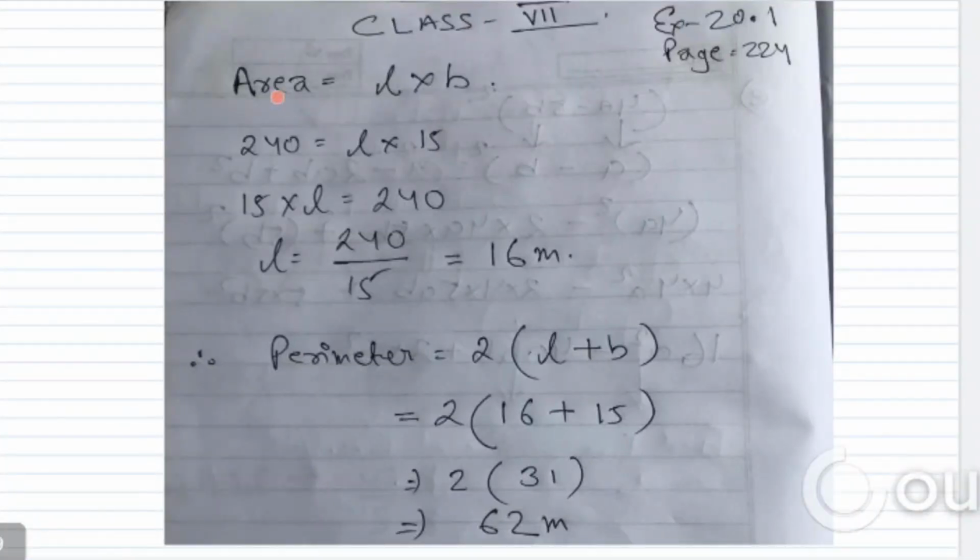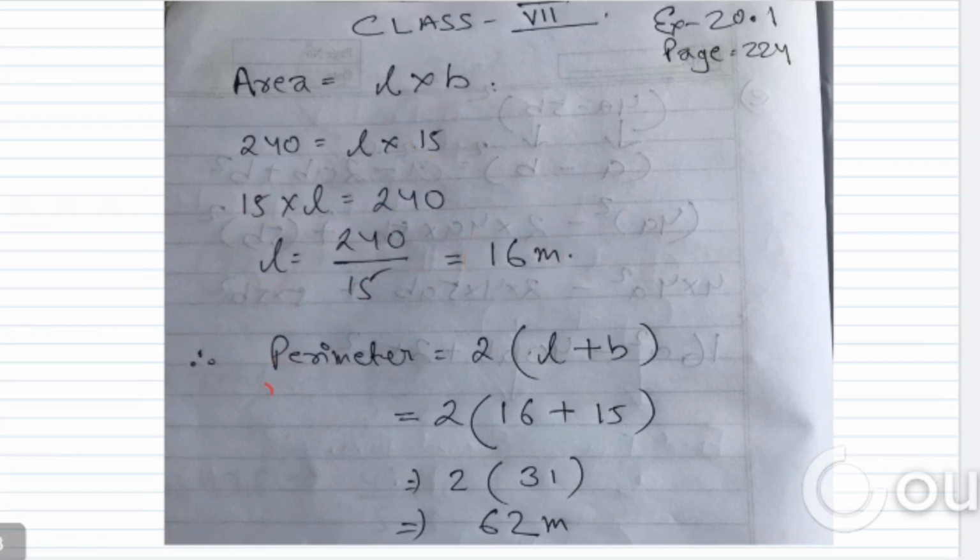So I took area as 240. Length I don't know, I keep length as L, and breadth is 15. So L into 15 equals 240. I change the side, and keep L alone, and since there was a multiplication sign, when it goes down it becomes division. So 240 divided by 15 gives 16 meter as the length. That means breadth is 15, length is 16.